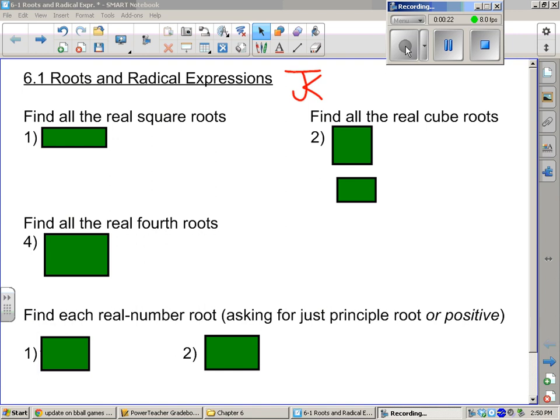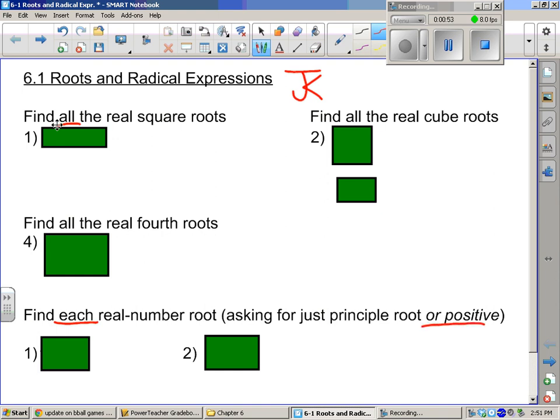All right, on to math. 6.1, roots and radical expressions. When you read the directions, you have to be very cognizant. Ooh, that's a big word. Is that Spanish? Well, it's a new language anyway. Of the directions, because if it says all, it's different than if it says each down there at the bottom. All means you have to be careful of plus and minus showing up. If it says each real number, they're just asking for the positive answer. So we'll be careful and be sure we mention that lots of times.